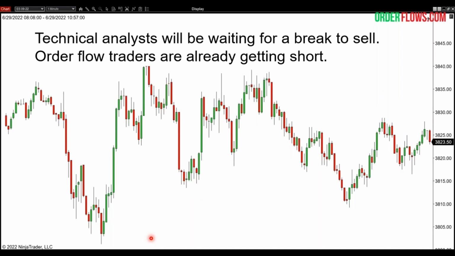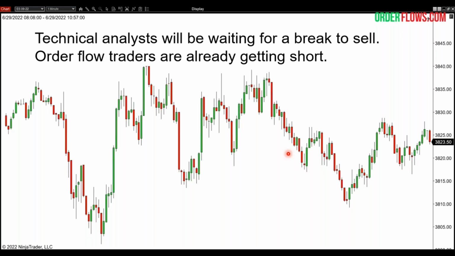So technical analysts will be waiting for a break to sell, right? They'll be drawing their trend line from here. Oh, look at this, it's holding this nicely. And there's nothing wrong with drawing a trend line from here, connecting these dots, coming up here. But by the time you sell here, the time to be selling is up here as it's happening, right? You could see what's happening in the order flow to be getting short somewhere up here rather than down here, right? Technical analysts, they're always waiting for confirmation.